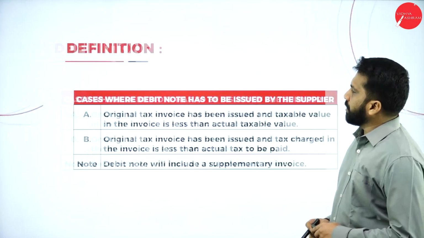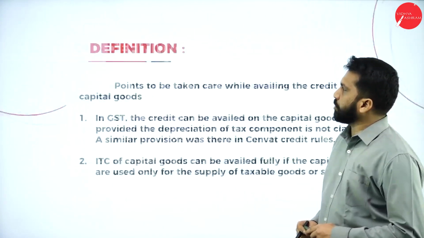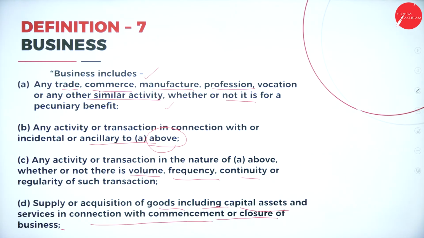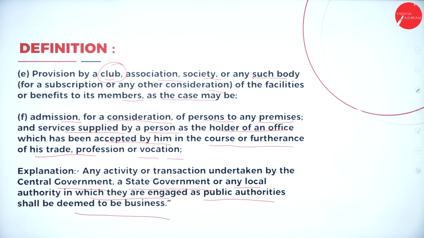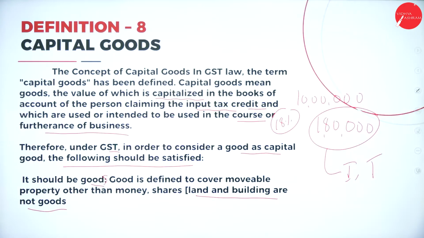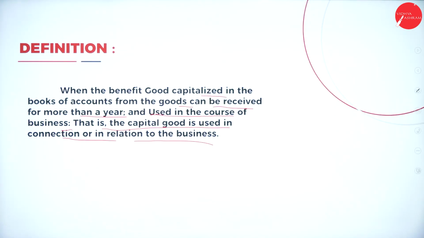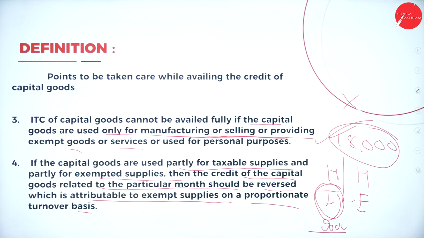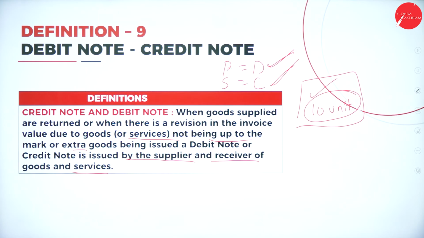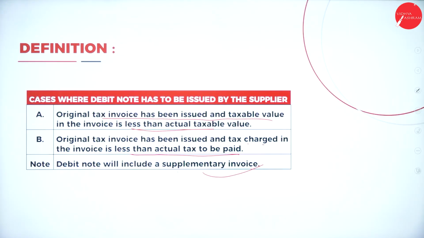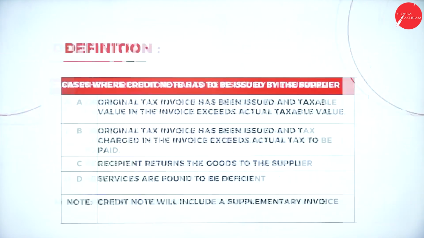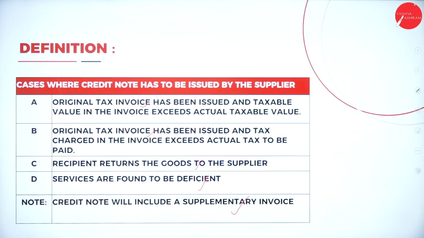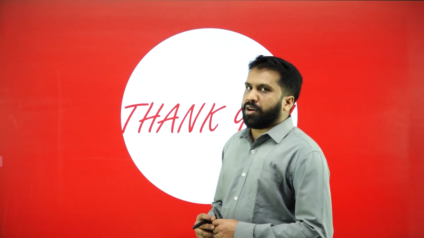I'll go back to all these slides so that you can take screenshots. The first one is about business. Continuation. 8th one, capital goods. Continuation of capital goods. Continuation. Your 9th one, debit note as well as credit note. Your cases where debit note has to be issued. Cases where credit note has to be issued. This is all about today's session.